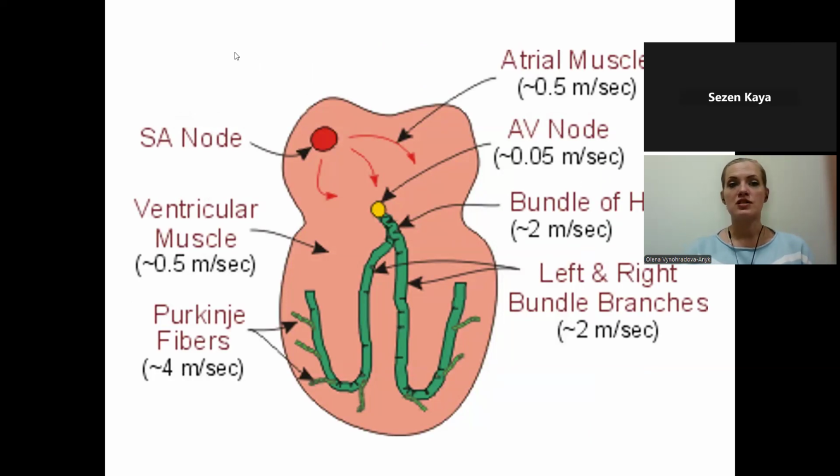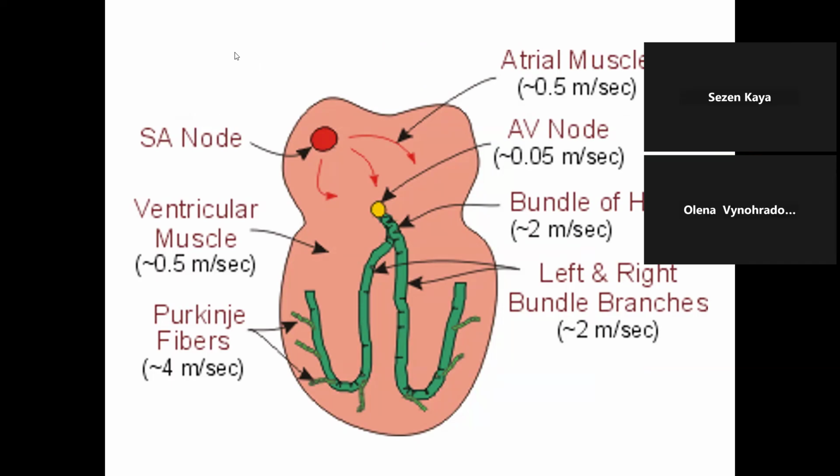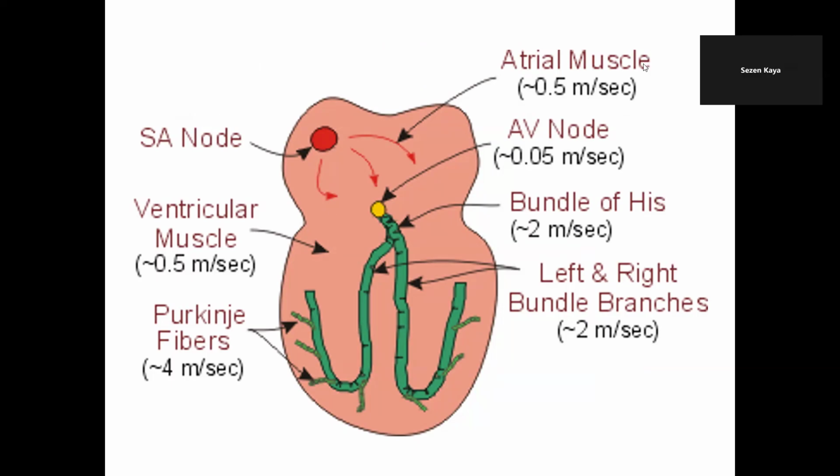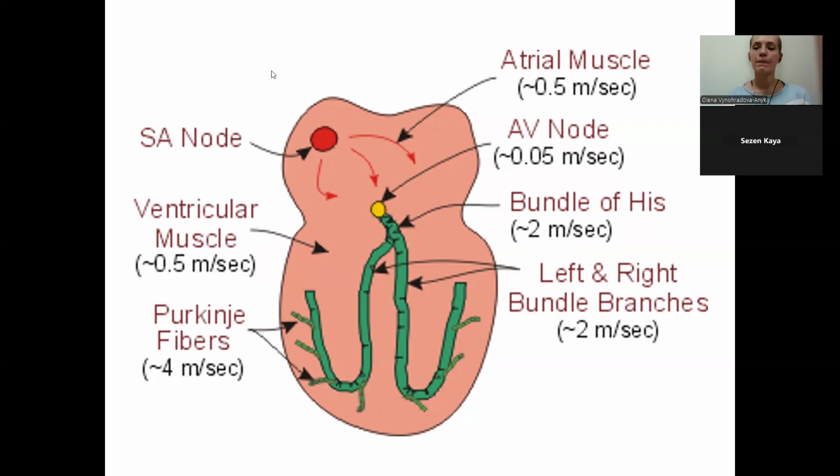Speed of transmission of the signal is also different in different areas of our heart. From the SA node through the atria, the signal is transmitted at 0.5 meters per second. In the AV node, we have the AV node delay. There is a little bit of a stop in the transmission of the signal.